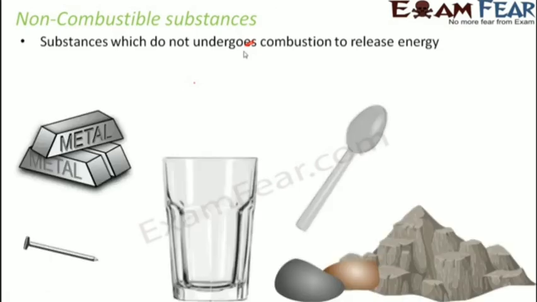Let us look at some examples. Most of the metals are non-combustible. Take a piece of iron, for example a nail. If you take this nail and put it in fire, do you see that the nail burns? Nothing happens to the nail. The metal does not readily burn, so it doesn't burn easily. That is why it is non-combustible.